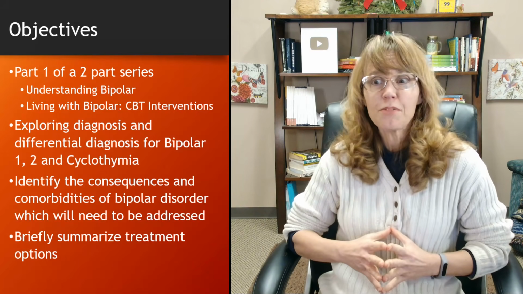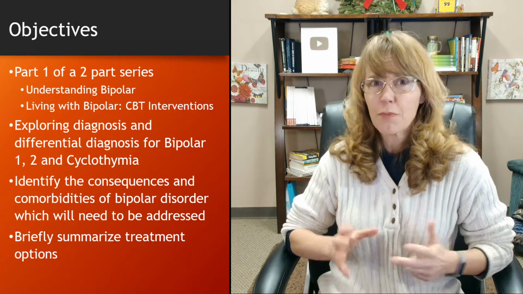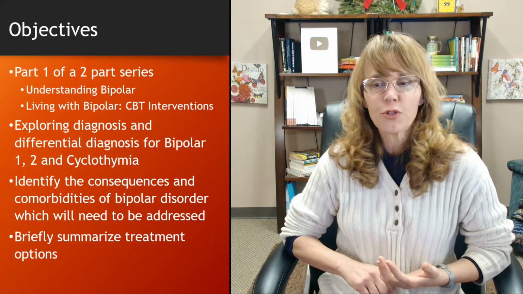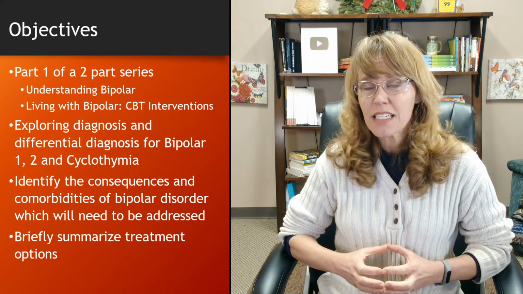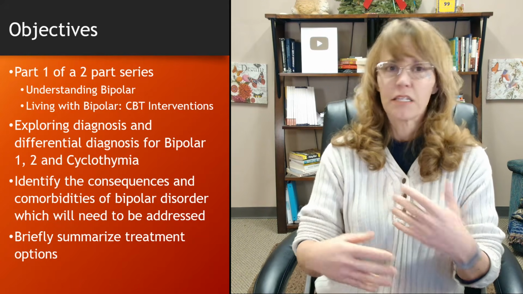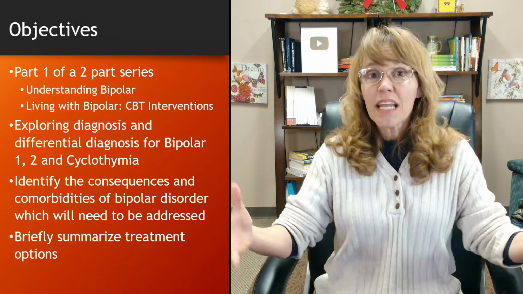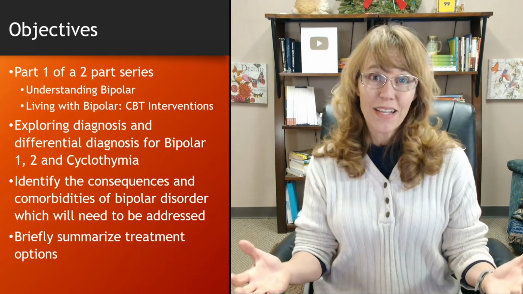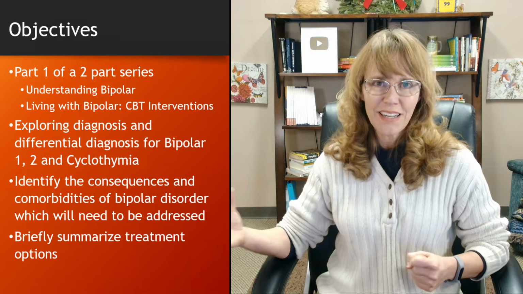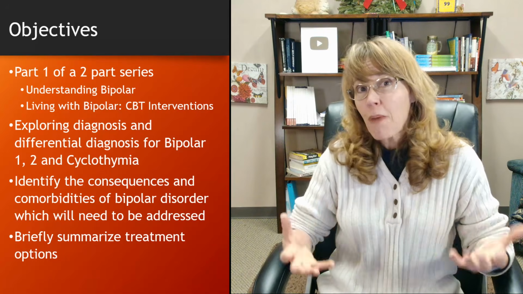There are three different types of bipolar: bipolar 1, bipolar 2, and cyclothymia. And we're going to talk about each one of those. We'll identify the consequences and comorbidities of bipolar disorder, which will need to be addressed. When people have bipolar disorder, yes, they may have the symptoms that are in the DSM for diagnosis, but it impacts their life in many, many different ways. So there are a lot of consequences of their symptoms, and there are a lot of other problems or comorbidities that may develop as a result of or in addition to bipolar disorder.